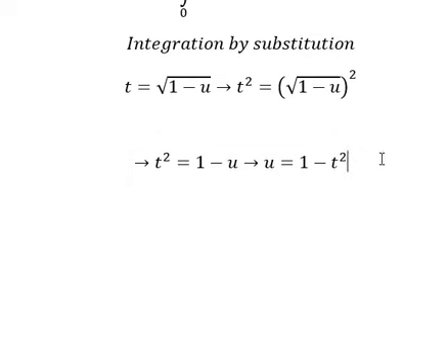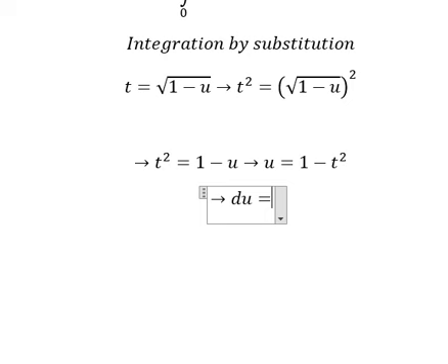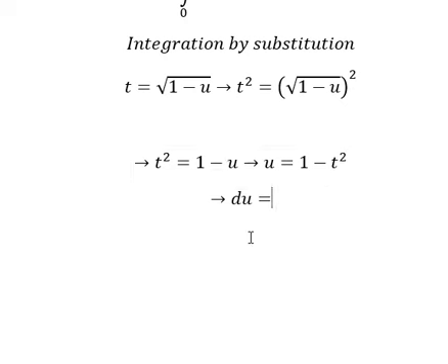Next, we need to do first the derivative for both sides, and this one we got du. This one is the constant, so you got 0. This one is 2t.